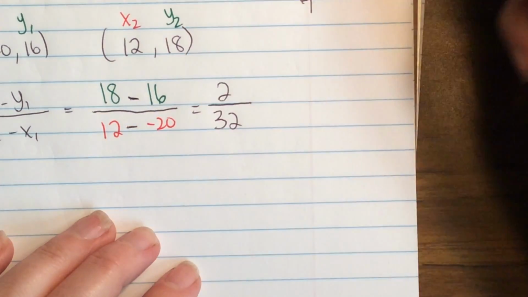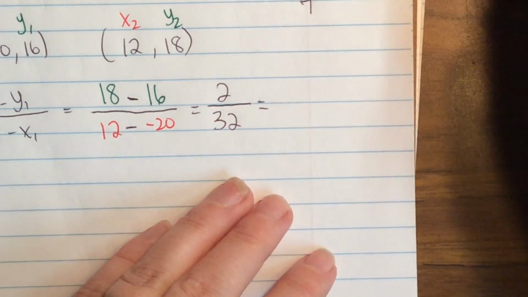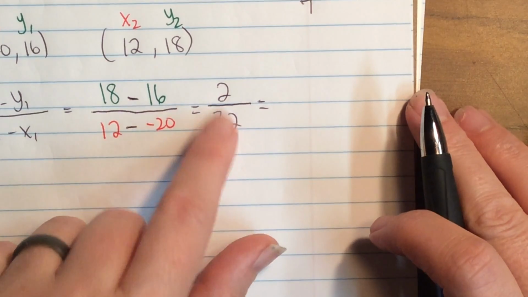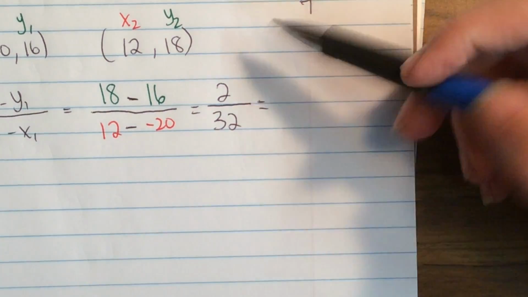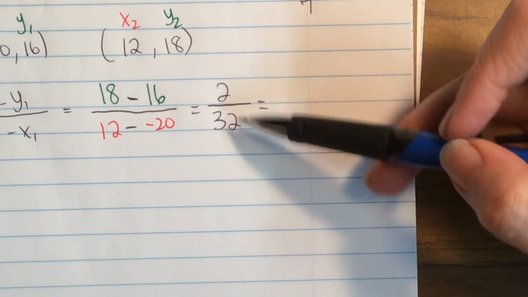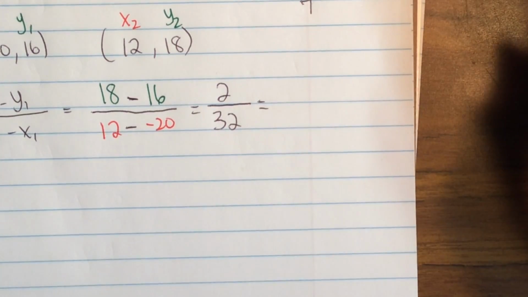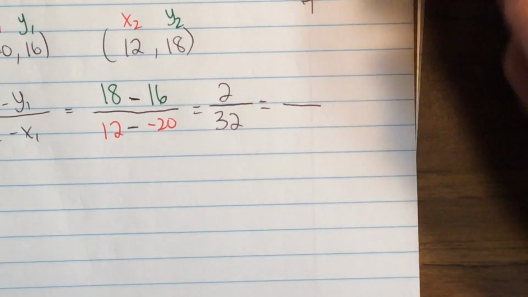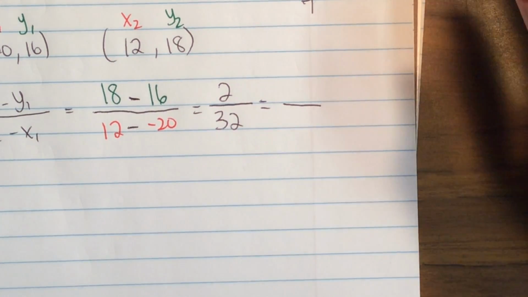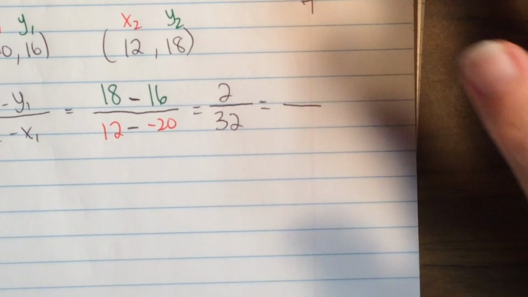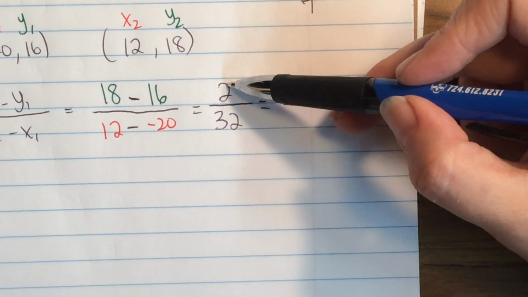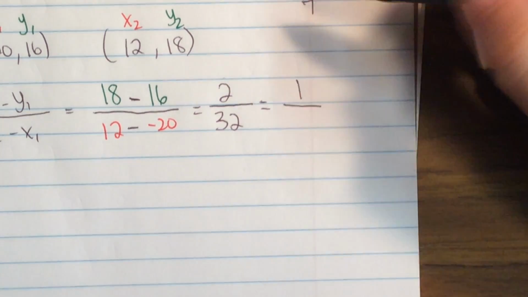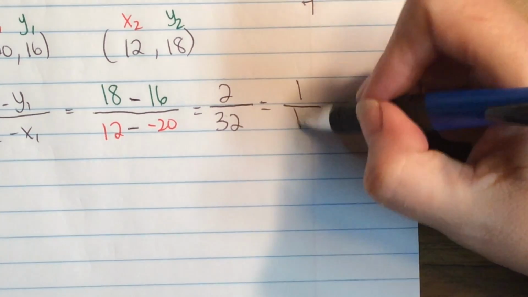But here's the thing. They're both even. 2 is even and 32 is even. Anytime that both the numerator and the denominator are even, you know you can reduce it. It's easiest when they are even, because the easiest way to reduce a fraction is just to take half of each. Because it's even, we're going to take half of 2, which is 1, and half of 32, which is 16.